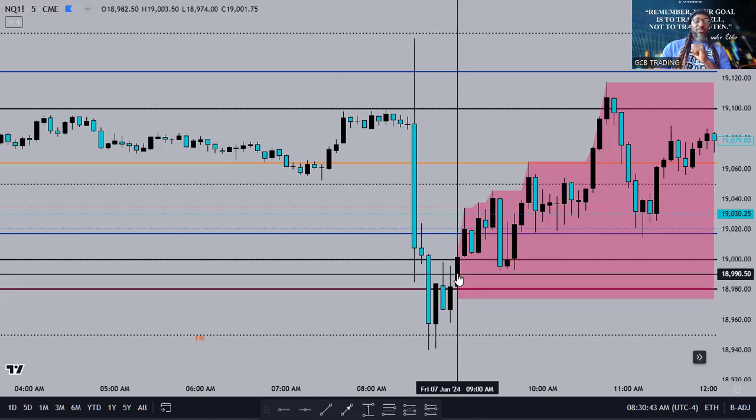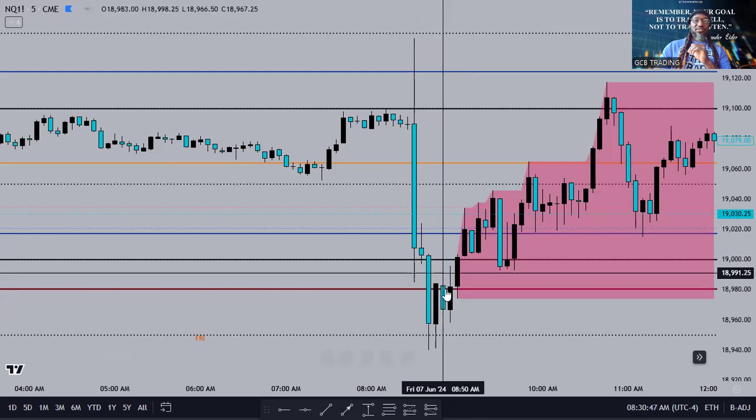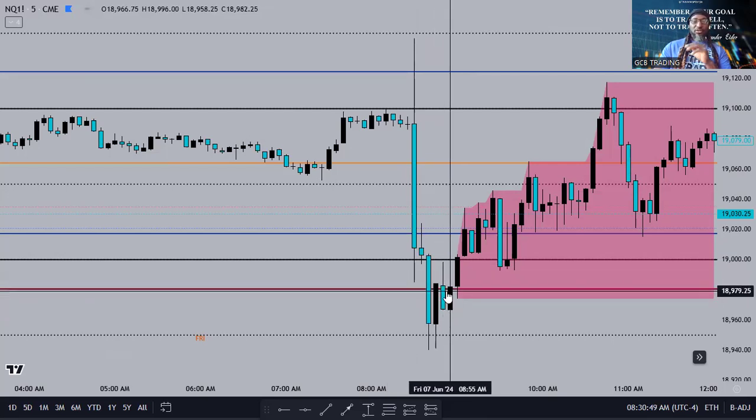Now, once this session opens up at 9 a.m., now this is a new 4-hour candle. You can clearly see that you had a shortened W down here at the bottom. All right. And then we had our major red news out at 8:30. Okay, we had 8:30 major red news.